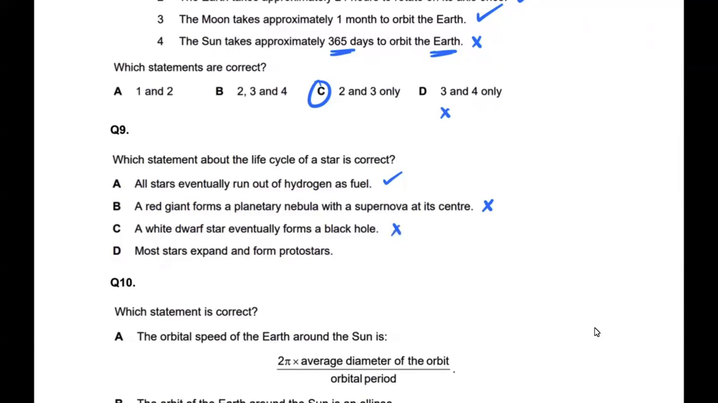Not correct. Most stars expand and form protostars. So stars do expand, but not in this stage. When it collapses under its own gravity, that's when we say a protostar is formed.